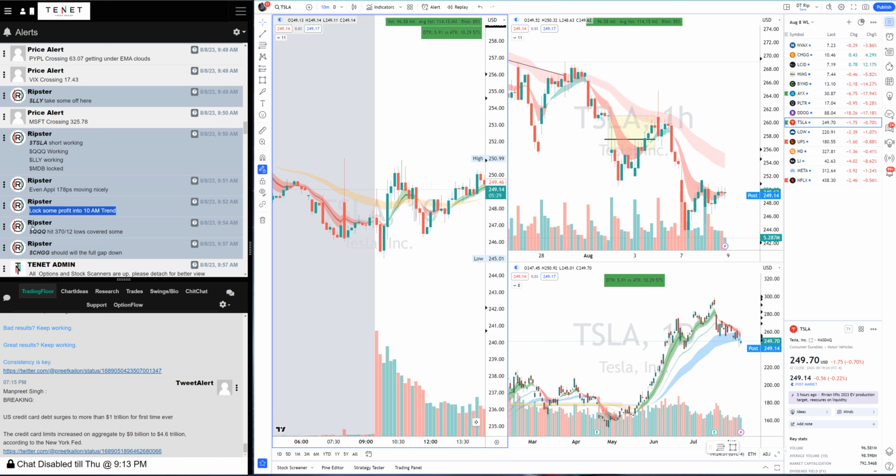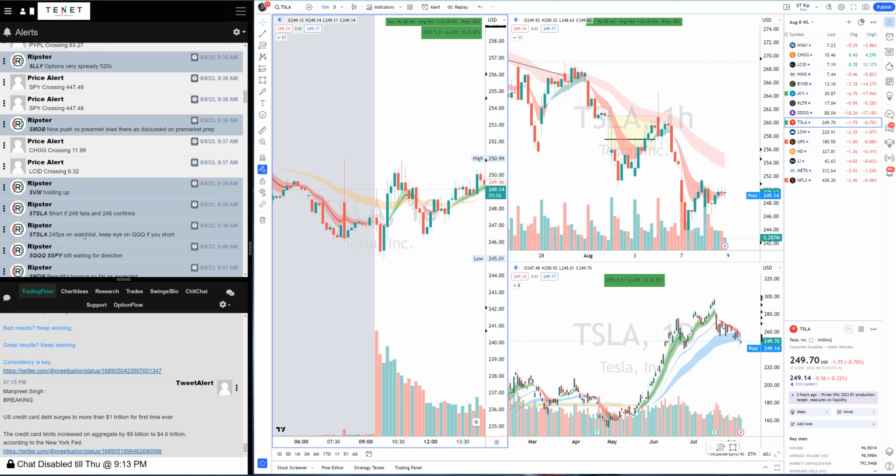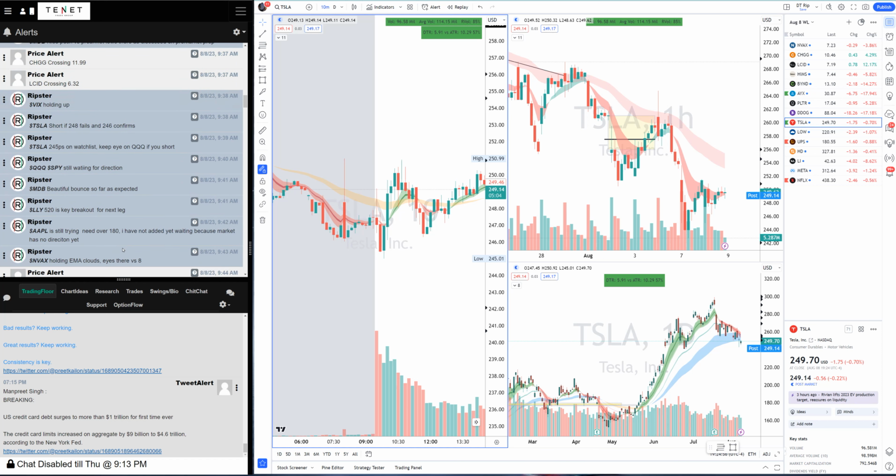And this is the most important line: log some profit into the 10 a.m. trend. I don't care if it's a small profit or a big profit, because 10 a.m. is where the reversals, rejections, and continuations happen. So you have to make up your mind at 10 a.m.: scale out some, leave some, right? QQQ I was also short.